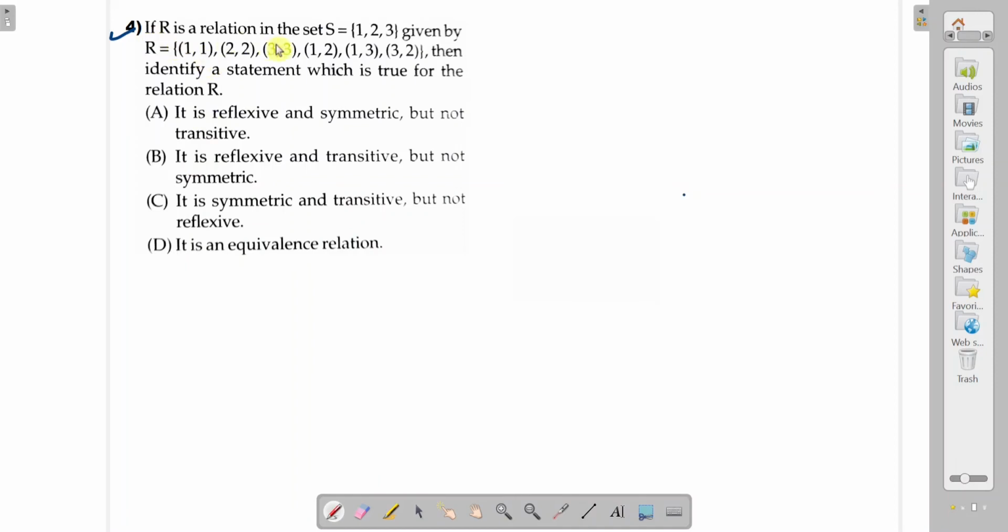Problem 4. If R is a relation in the set S equal to {1, 2, 3} given by R equal to {(1,1), (2,2), (3,3), (1,2), (1,3), (3,2)}, then identify the statement which is true for the relation R.